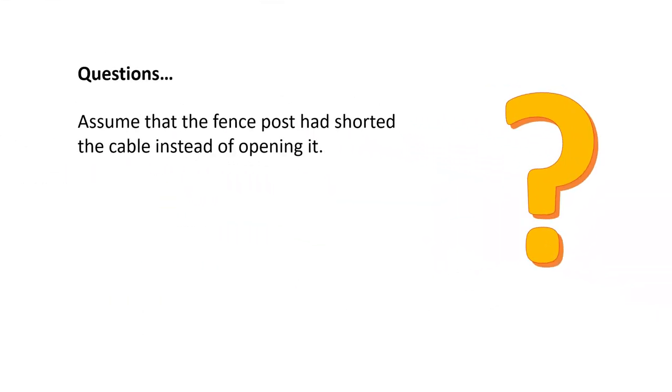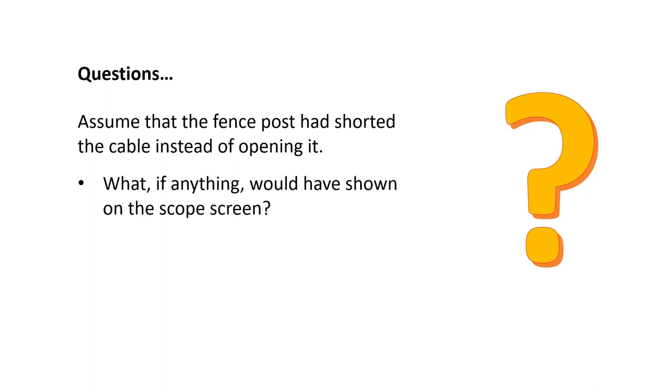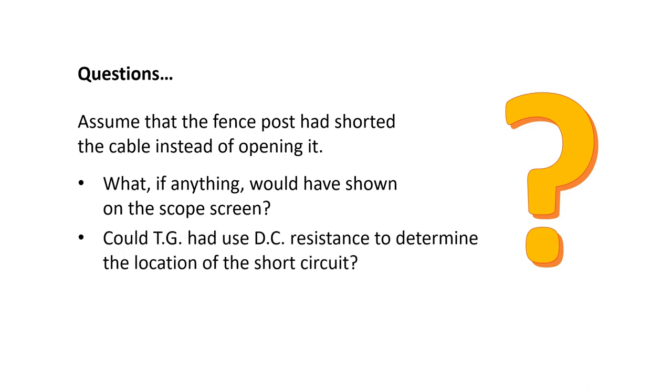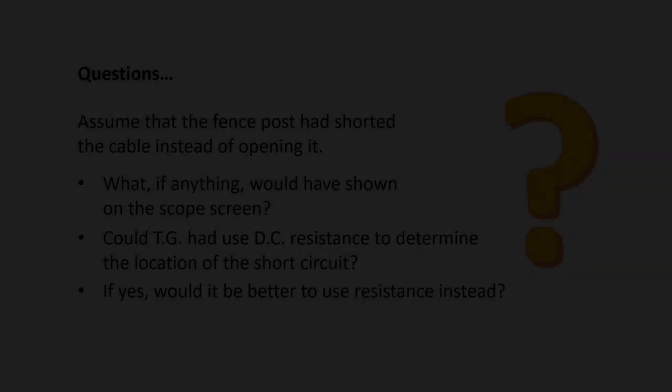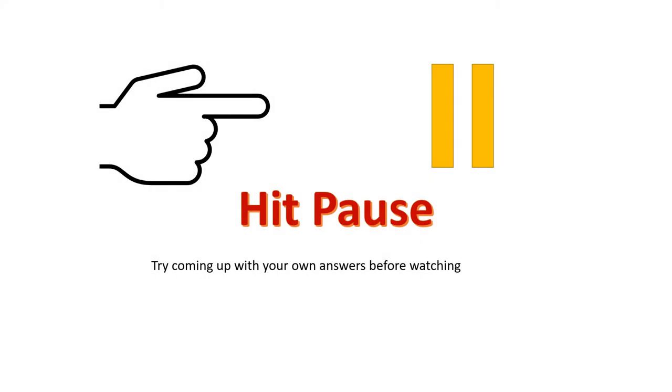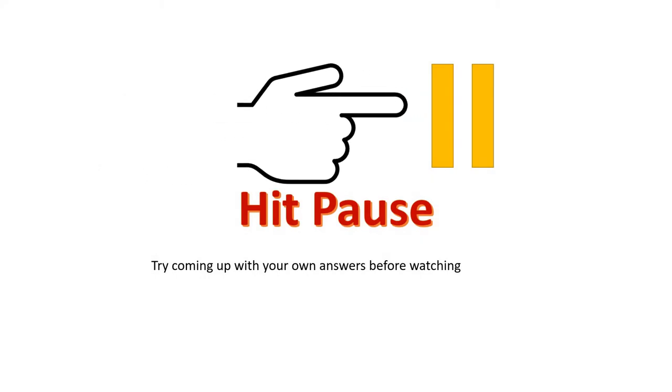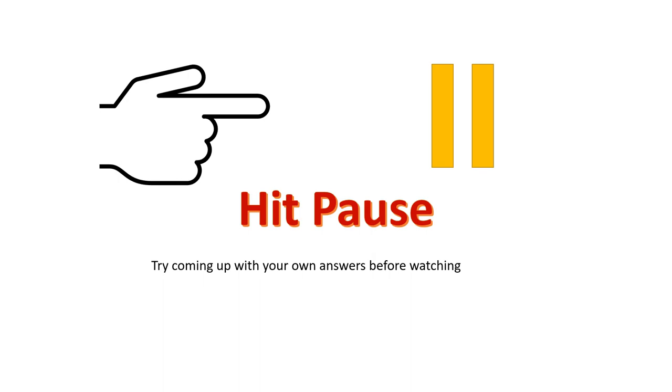Here are some questions. Assume that the fence post had shorted the cable instead of opening it. What, if anything, would have shown on the scope screen? Could TG have used DC resistance to determine the location of the short circuit? If yes, would it be better to use resistance instead? Now hit pause. Try coming up with your own answers before watching. Don't cheat.